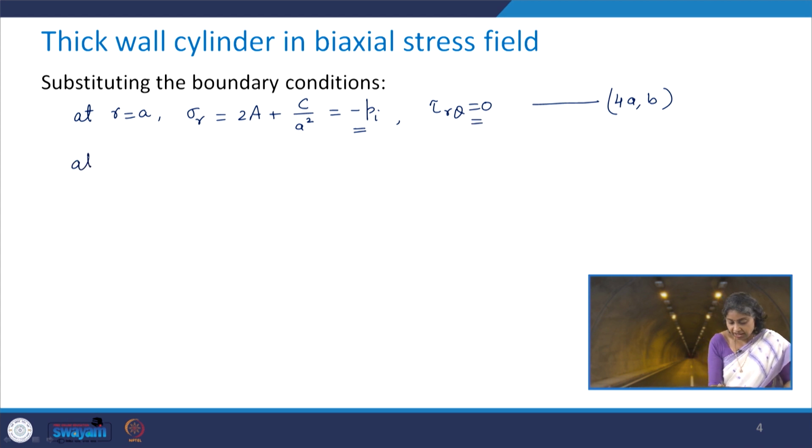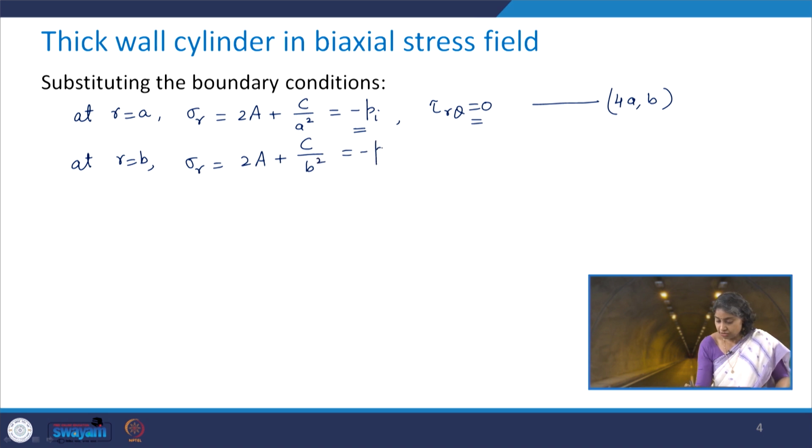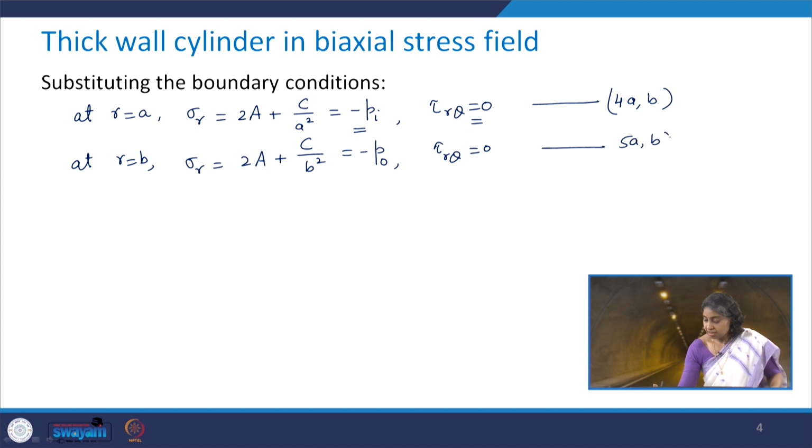Then at r equal to b, sigma r will be equal to 2a plus c upon b square, and this is equal to minus p naught, which is the external pressure, and we have tau r theta equal to 0. Mark these equations as 5a and 5b.